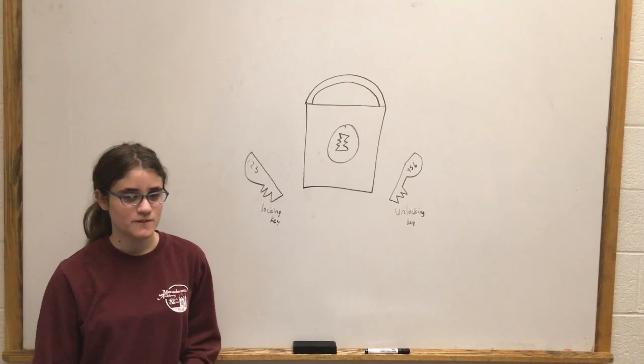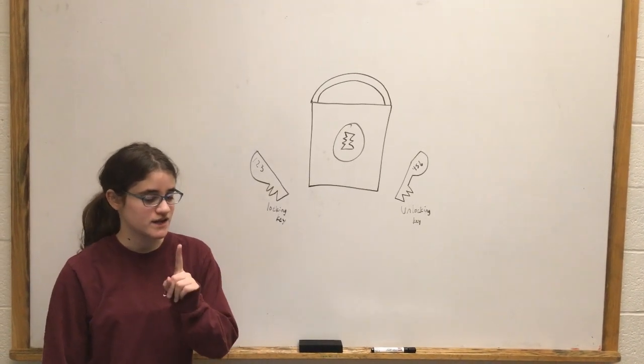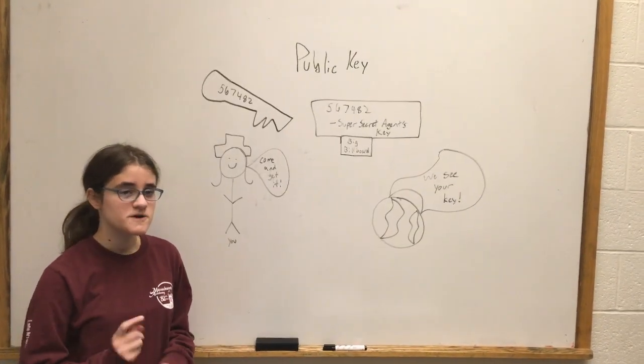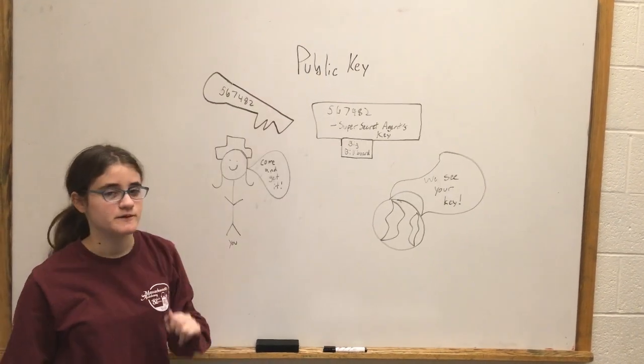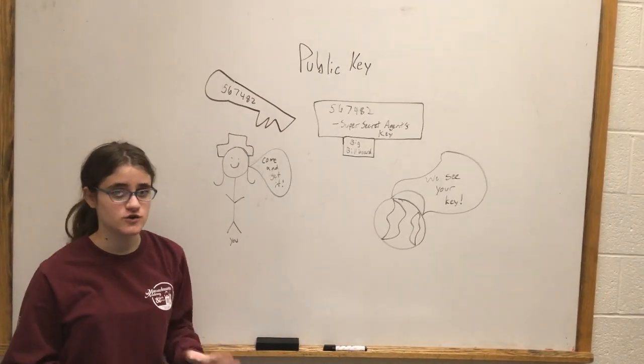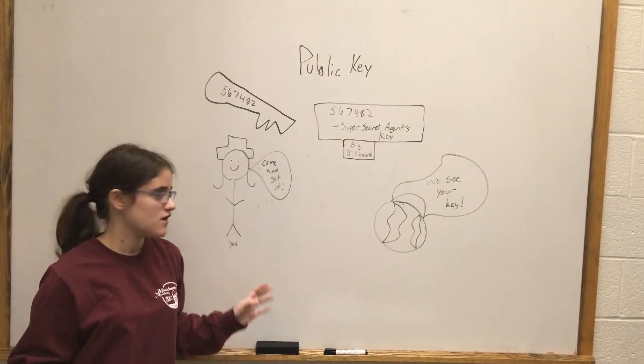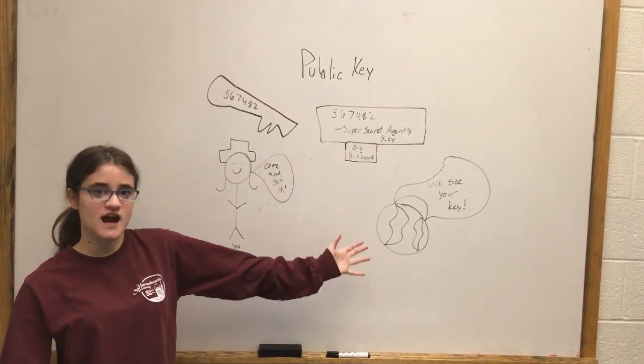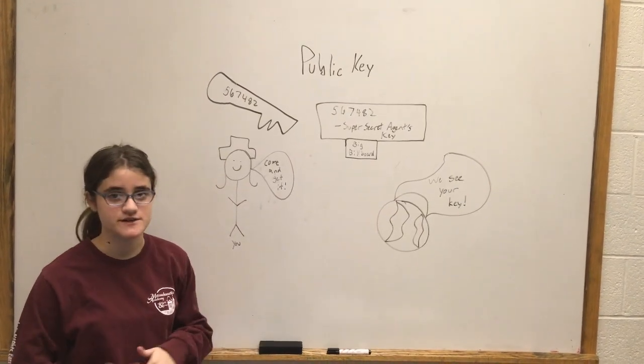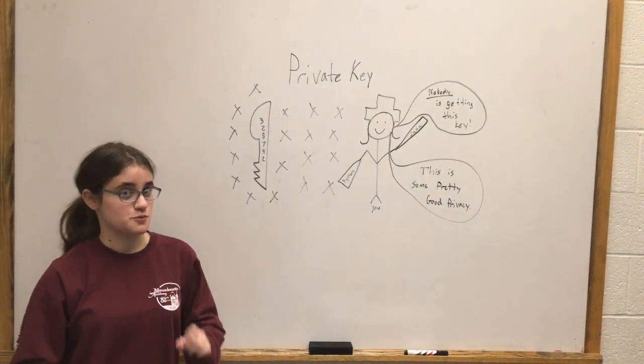Let's go back to our lock. This time, instead of having one key, we have two. The first key is called your public key. This key functions just like the single key in symmetric cryptography, and it doesn't matter who sees this key. Throw it on a billboard, shout it out to the entire world. Anyone can access it. The second key is your private key.